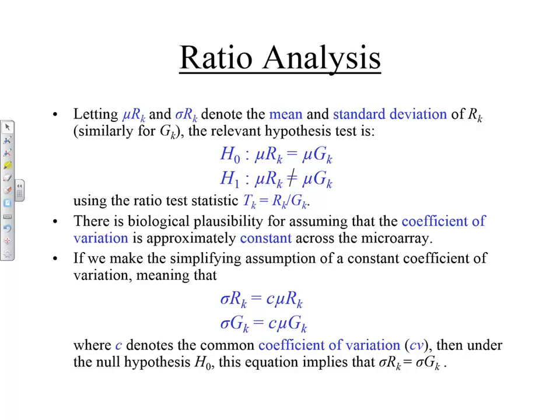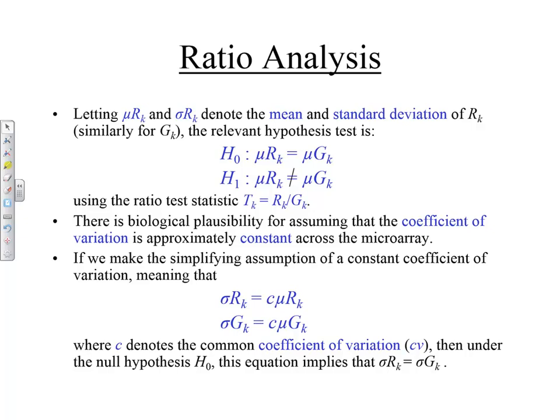So the relevant hypothesis test is: the null hypothesis is that the red and the green have the same mean, right? That means there is no difference. And the alternative hypothesis is that the two have different means. And you can test this hypothesis using the ratio test statistic, which is the ratio of the red to the green, okay? So now there is biological plausibility, right?